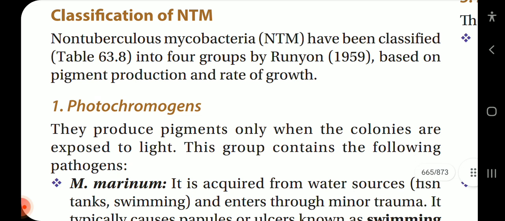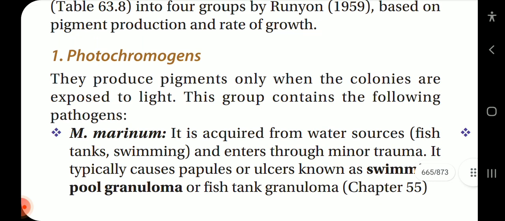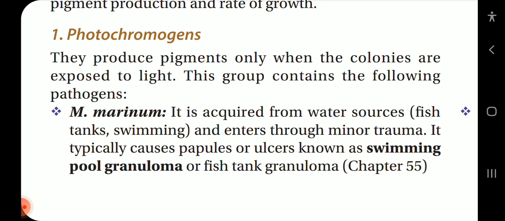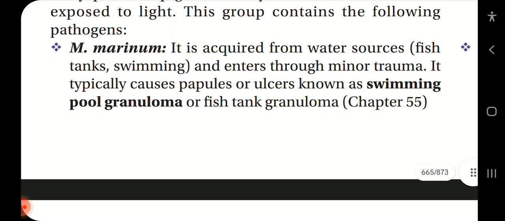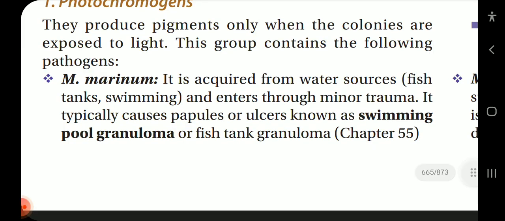Classification of NTM. Non-tuberculous mycobacteria have been classified into 4 groups by Runyon based on pigment production and rate of growth. Photochromogens produce pigments only when the colonies are exposed to light. This group contains the following pathogens: M. marinum, which is acquired from water sources, fish tanks, swimming, and enters through minor trauma. It typically causes papules or ulcers known as swimming pool granuloma or fish tank granuloma.